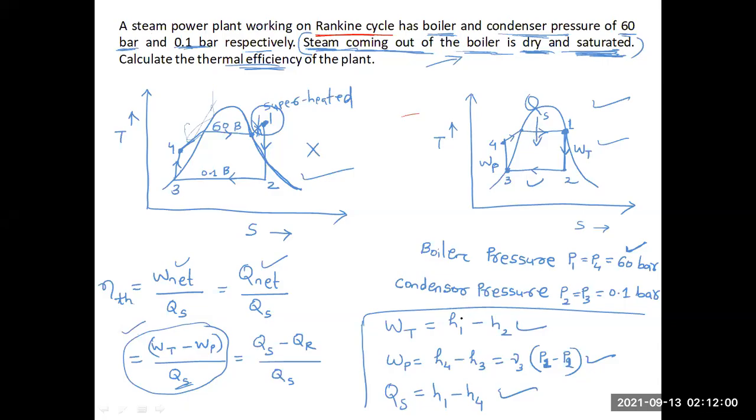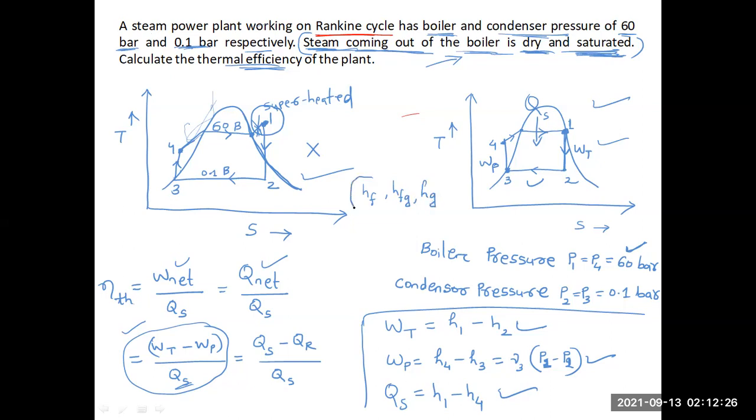Right, so what is our requirement? We have to calculate the value of H1. So we have to find out H1. Where H1 means enthalpy at point 1. And here it is dry saturated vapor. In the steam table we have seen one value is HF, one value HFG, and one value HG.